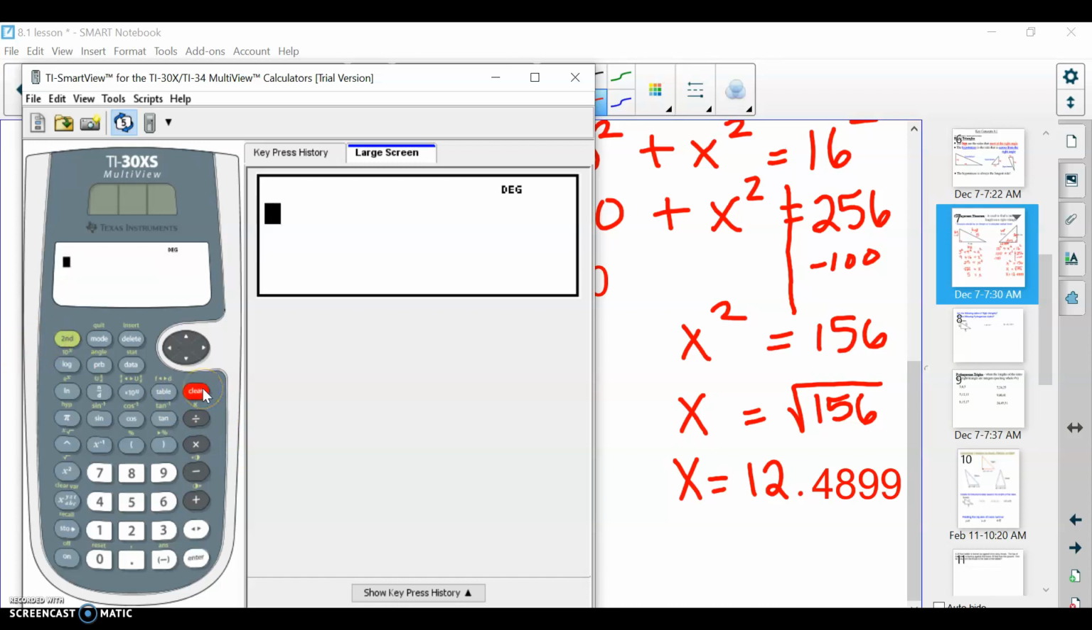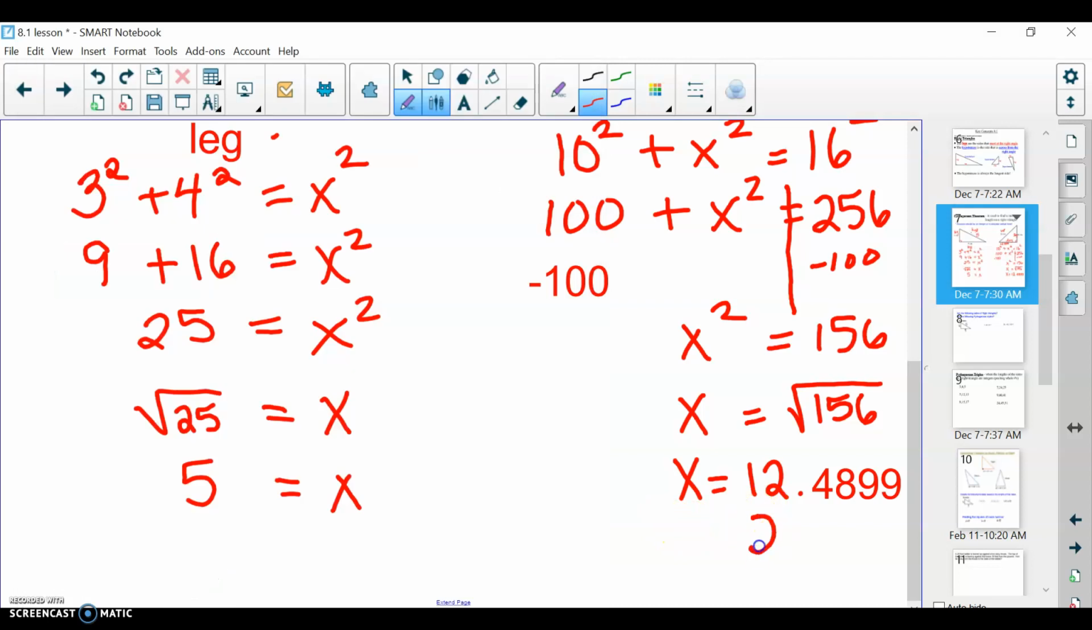All right. So I just hit clear to get out of there, or second quit. Right. So the blue or the green button, and then your quit button. All right. So now when I type in second square root 156, now I get simplest radical form. So 2 square root 39. Okay? So that is how we are going to find the missing length using the Pythagorean theorem. All right?